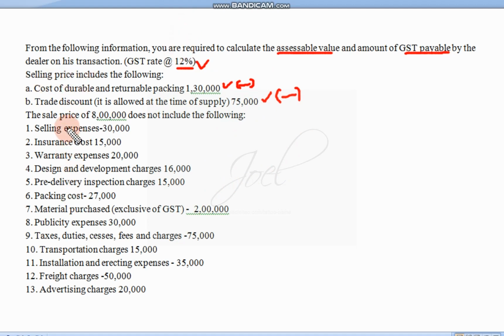But what we have to do is, whatever things are to be added, we'll add first, then we are going to deduct these two items. One is returnable containers, other one is trade discount. These two things we are going to deduct.